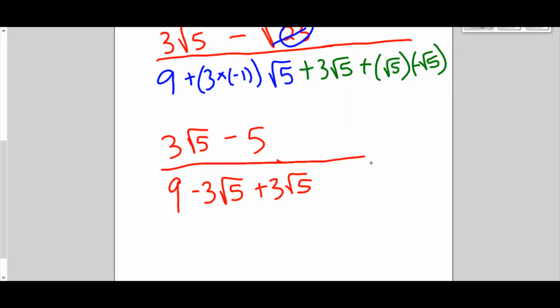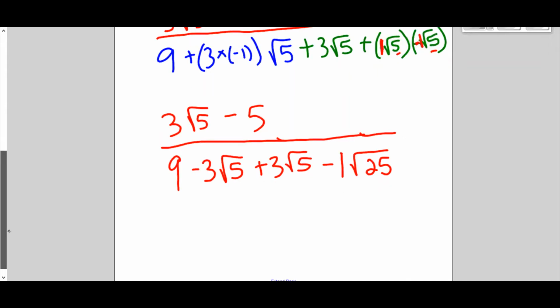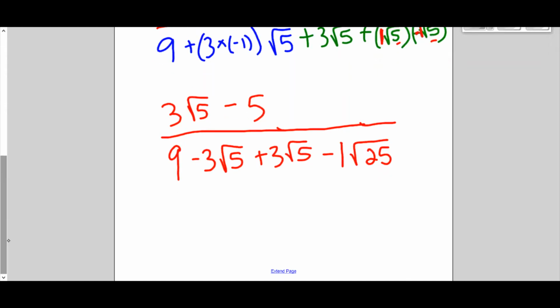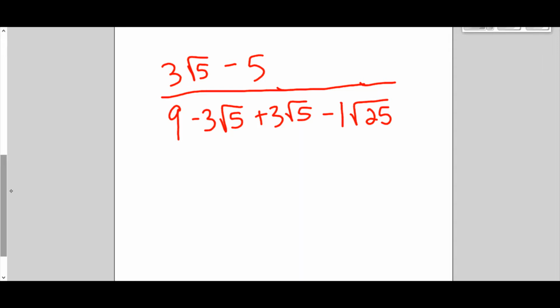And then now square root of 5 times negative square root of 5. Remember, if you multiply numbers out front, this is positive 1, and this would be a negative 1. So positive 1 times negative 1 is negative 1. Square root of 5 times 5, so my insides, is 25. So when I multiply those two 5s together, I get 25. And now simplify this a little bit further. So 3 square root of 5 minus 5, all divided by 9.